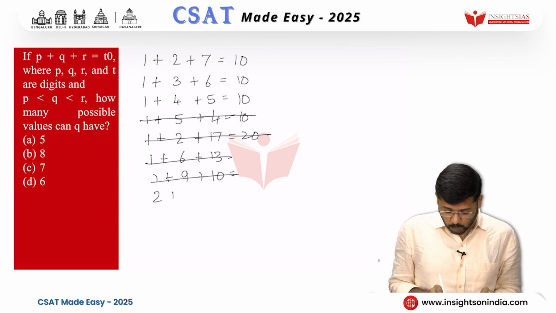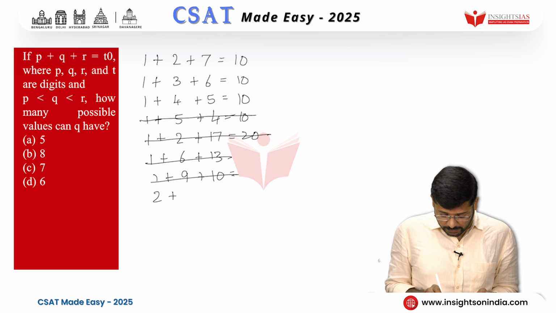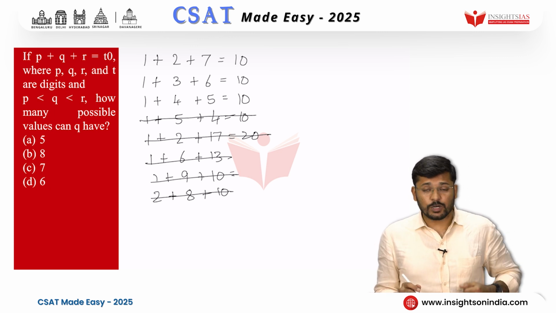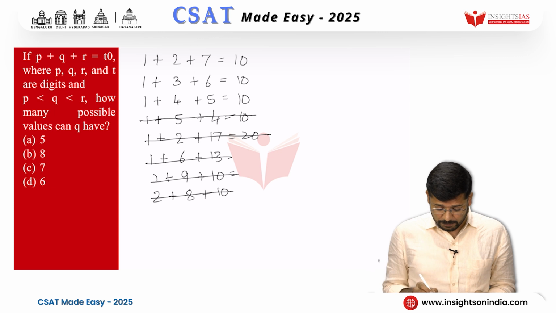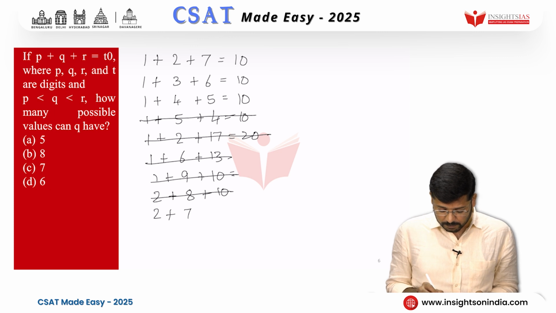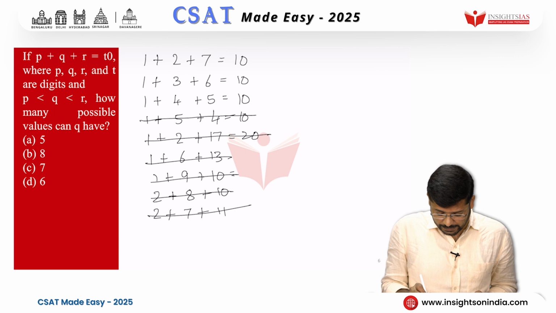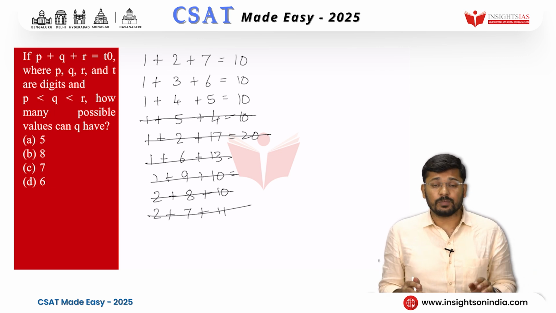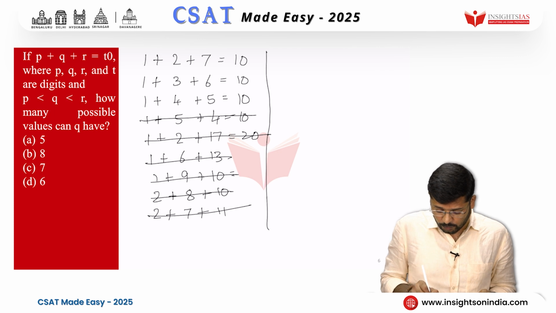Let us try 2. If P is 2 and Q is 8, even then R has to be 10. That is also not possible. And we cannot give a value of 9 to Q because Q is to be less than R. If P is again 2 and if Q is 7, then it has to be 11. No, not possible. So the values of 1 and 2 are not possible for P at all.